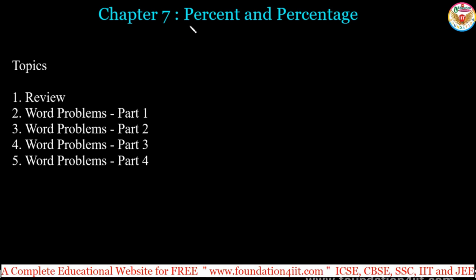The chapter 7 is percent and percentage. In this chapter, let me explain all the word problems based on the various types of questions in percent and percentages. I have divided them into 4 categories: part 1, part 2, part 3, part 4. For every method, I will take 1 or 2 questions and explain.